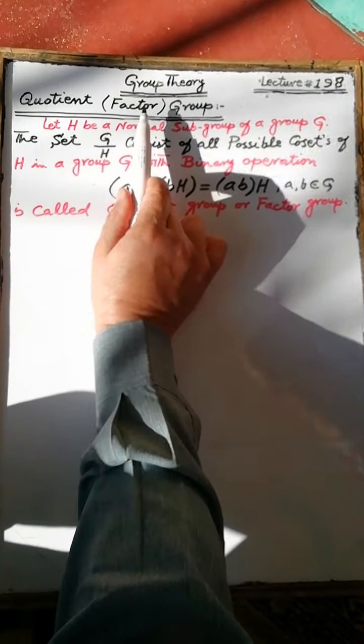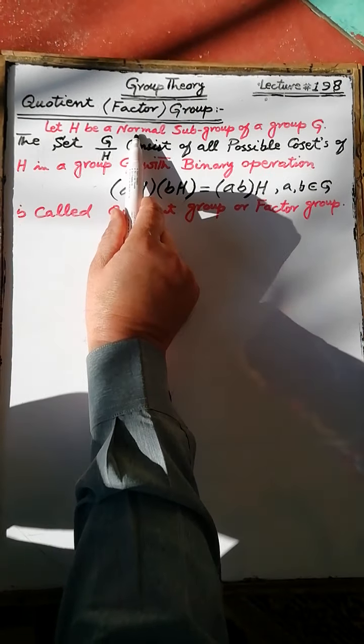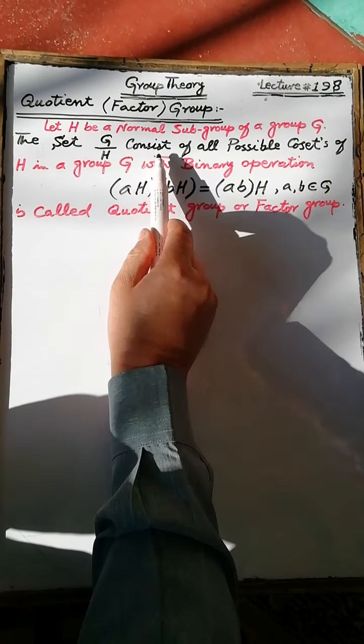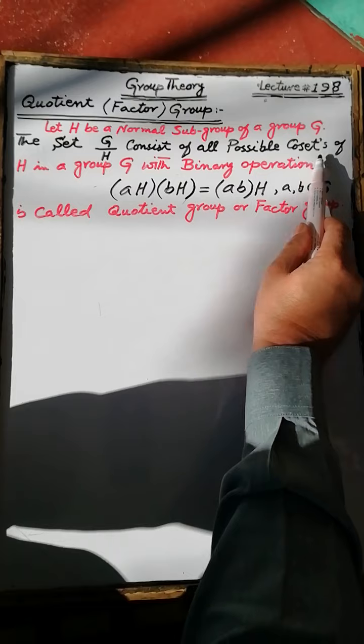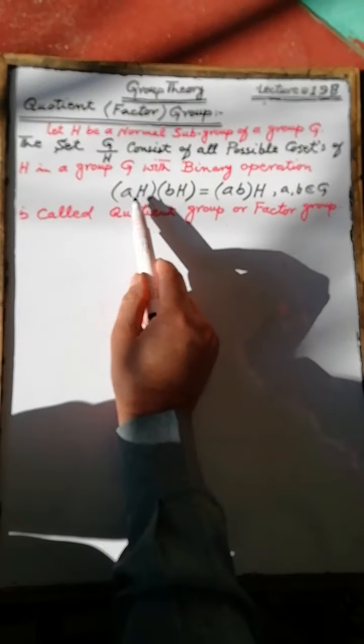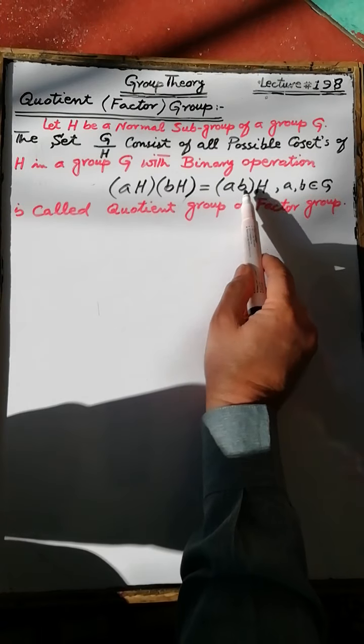Next topic, quotient or factor group. Let H be a normal subgroup of a group G. Then the set G by H consists of all possible cosets of the subgroup H in a group G with the binary operation aH multiplied by bH is equal to abH.